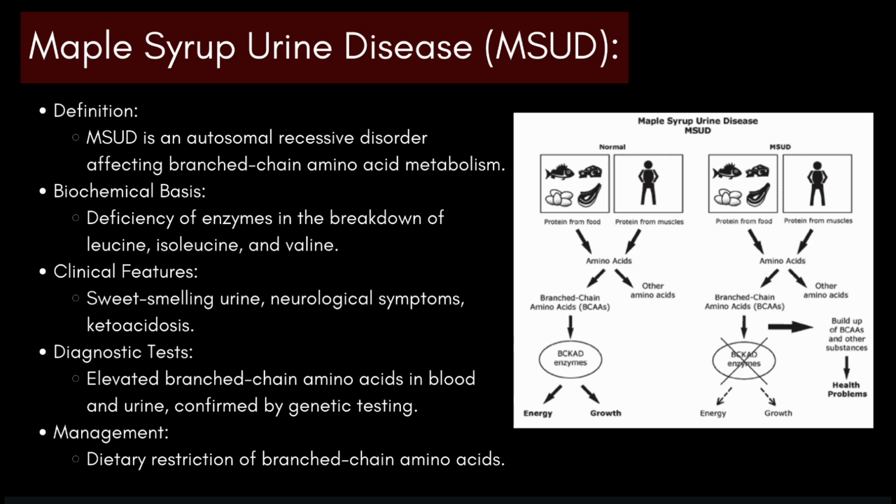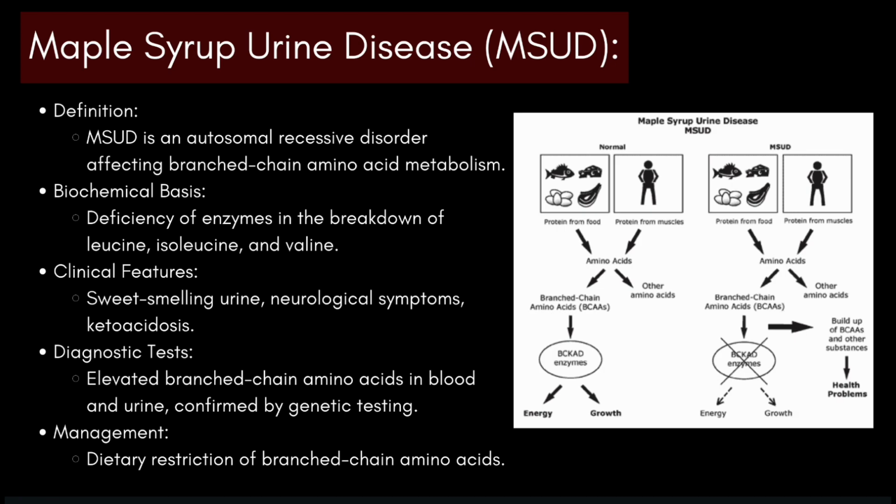we have maple syrup urine disease. Maple syrup urine disease is an autosomal recessive disorder affecting branched-chain amino acid metabolism. The primary biochemical basis for maple syrup urine disease is a deficiency of enzymes in the breakdown of leucine, isoleucine, and valine. Clinical features of maple syrup urine disease include sweet-smelling urine, neurological symptoms, and ketoacidosis.